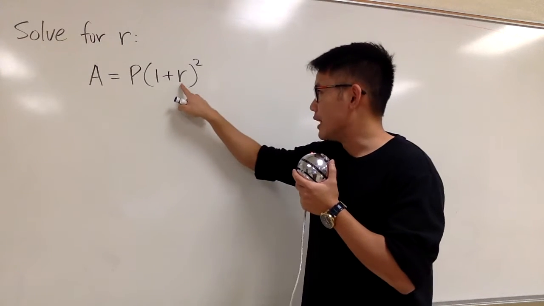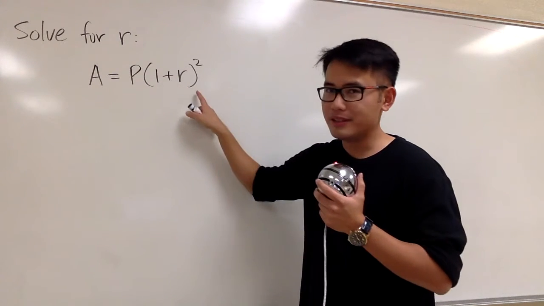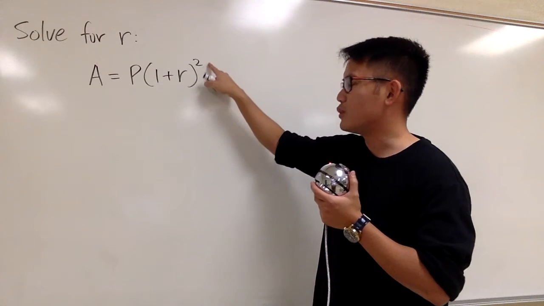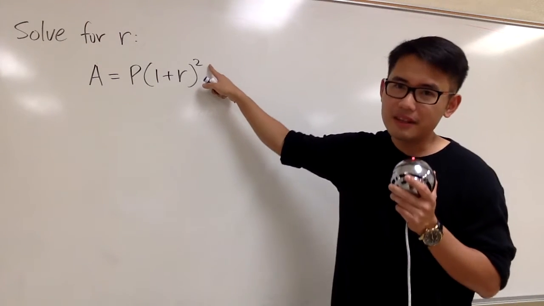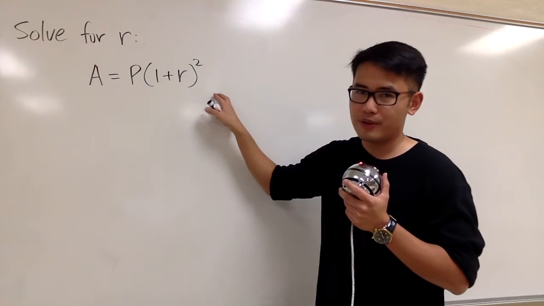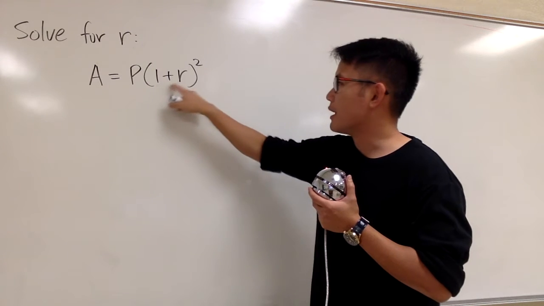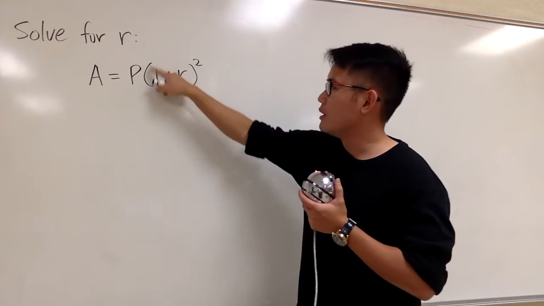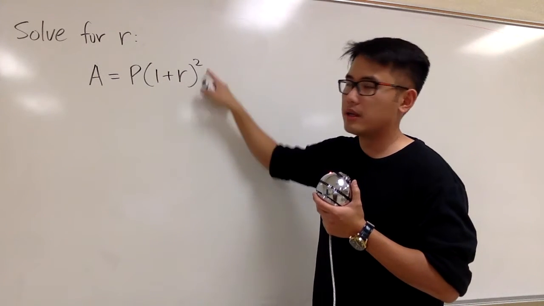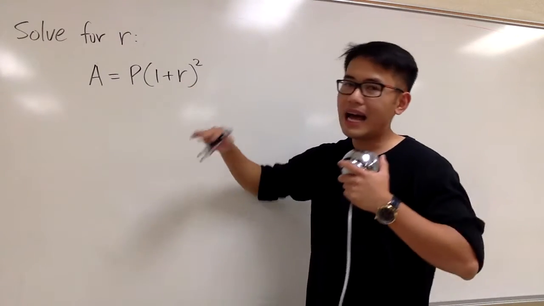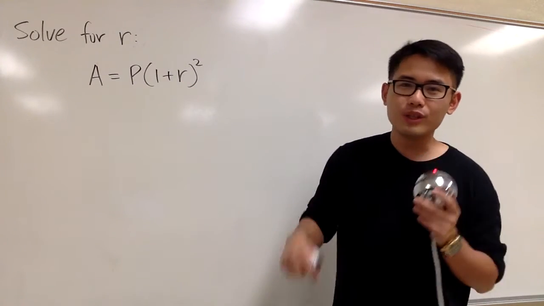So as we can see, the r is inside of this parentheses, right? And we have p times the parentheses, 1 plus r inside, and then raised to a second power. Identify what's happening right here. Inside outwise, you have 1 plus r, right? And then raised to a second power, and then multiply by p. In order to get the r out, we have to reverse all the order.